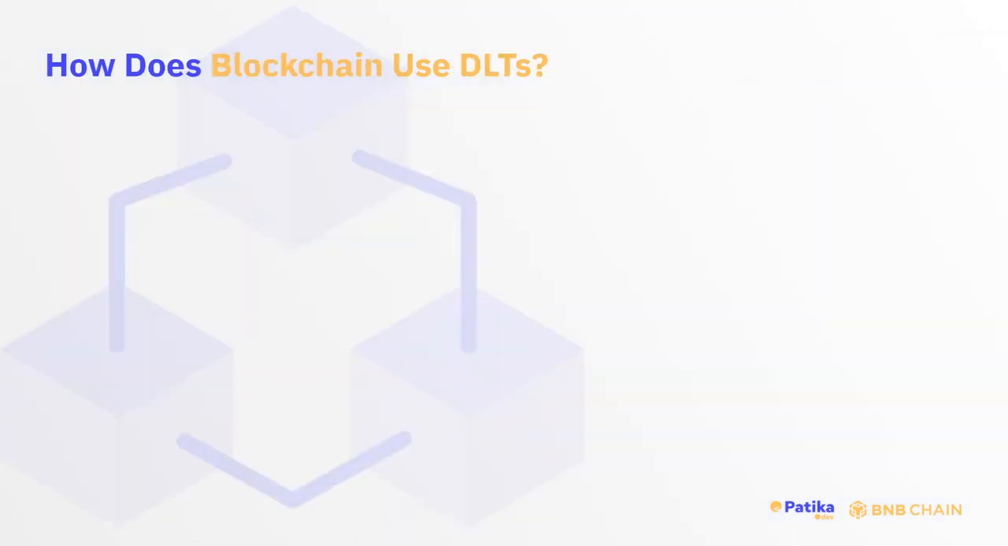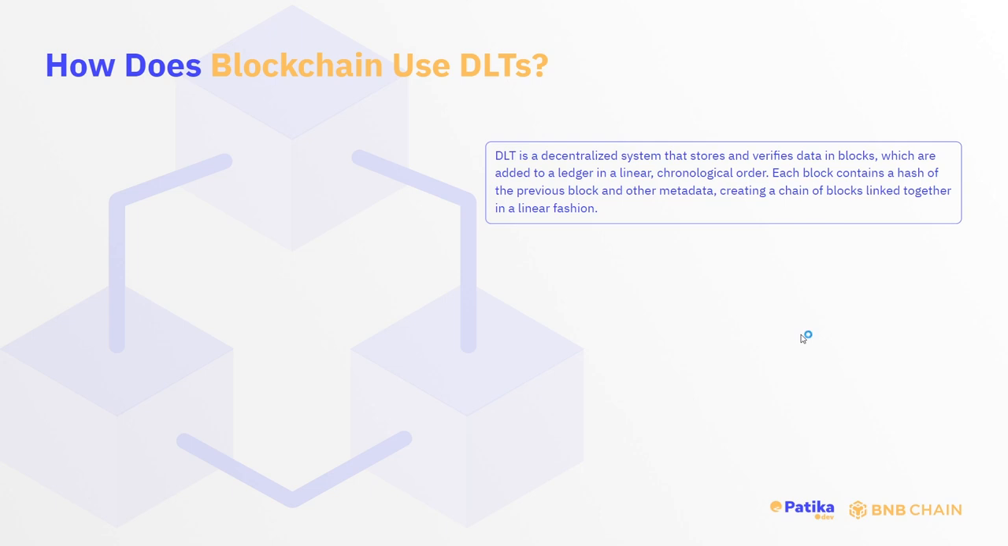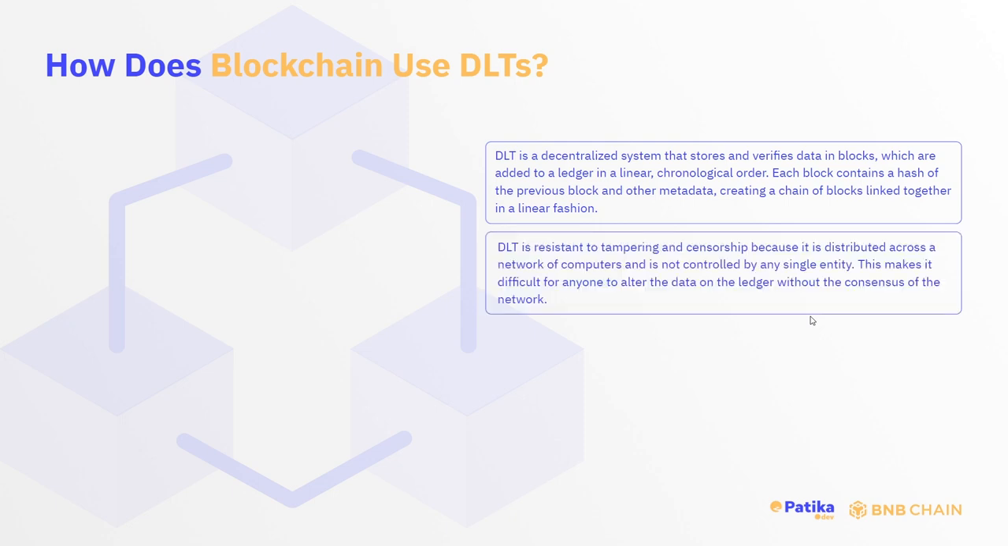How does blockchain use DLTs? DLT is a decentralized system that stores and verifies data in blocks, which are added to a ledger in linear chronological order. Each block contains a hash of the previous block and other metadata, creating a chain of blocks linked together in a linear fashion. DLT is resistant to tampering and censorship because it's distributed across a network of computers and is not controlled by any single entity. This makes it difficult for anyone to alter the data on the ledger without the consensus of the network.